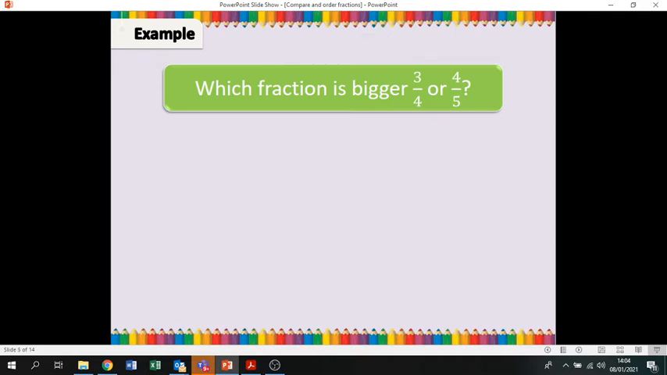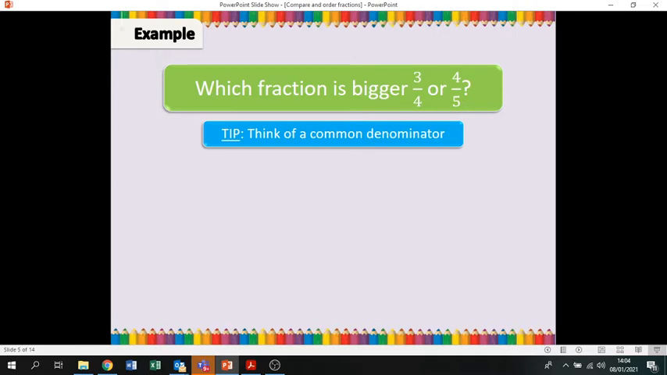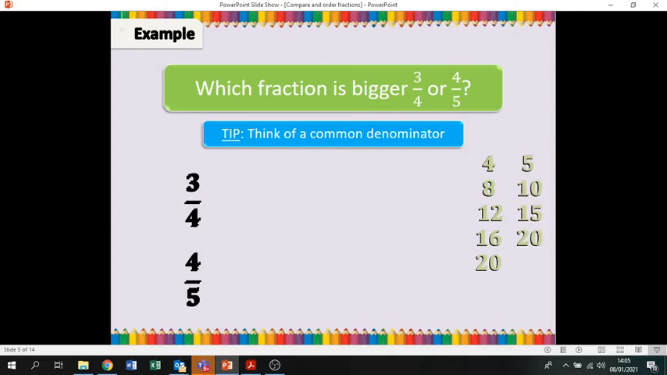That's method 1. So another way of doing it is by thinking of a common denominator, okay? The denominator is the bottom number of a fraction. So if you get the denominator the same number, you can compare the fractions much easier, okay? So if we look at that, we've got 3/4 and 4/5. And if we look at the numbers 4 and 5, we need to think about what number is in both of their times tables. So if we look at the 4 times table and the 5 times table, we can see that the lowest common multiple is 20. So we're going to try and get the denominator of both of those fractions to be 20.